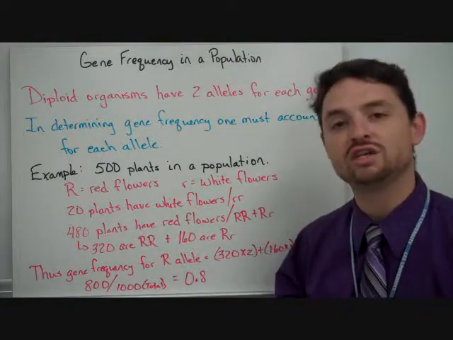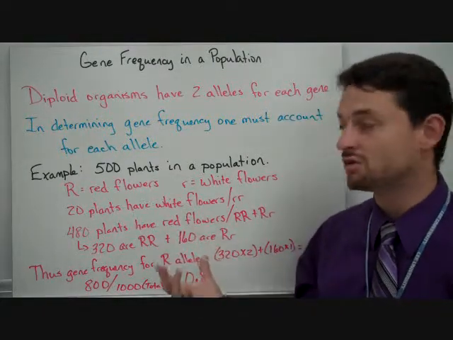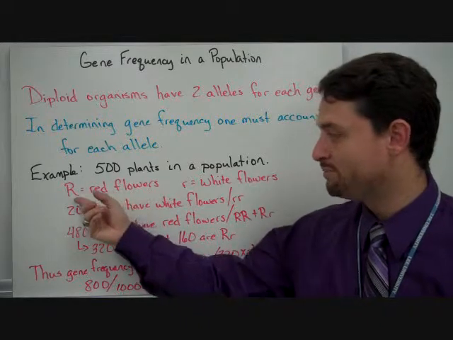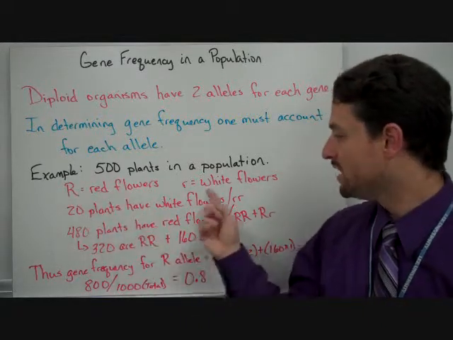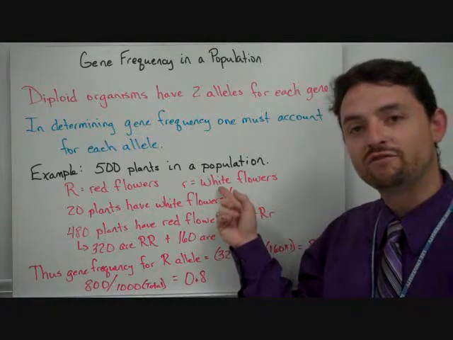Let's say we have a population that has 500 plants. The characteristic we're looking at is the color of the flowers. So we have a big R representing red flowers. We have a little r representing white flowers.